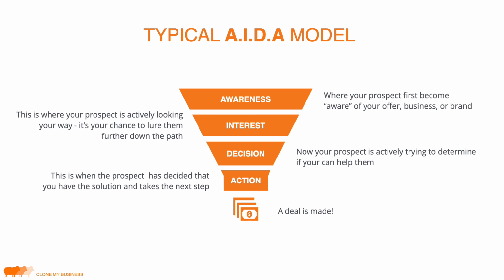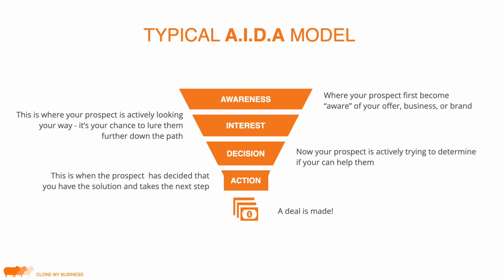Maybe they're searching, so they find it organically with SEO and some content that you produce. Maybe they see it in an ad, whatever it means. The next level is interest. So they go from awareness to, what's that all about? This is where they're actively looking your way, and it's your chance to lure them further down the path. I love fishing, so pretend the fish is in the water, he sees your lure, and the fish starts to chase it a little bit.